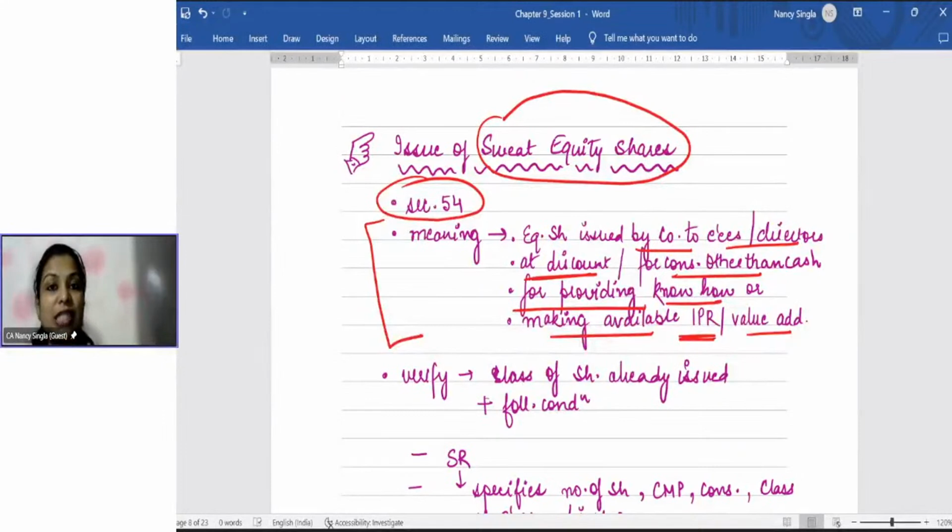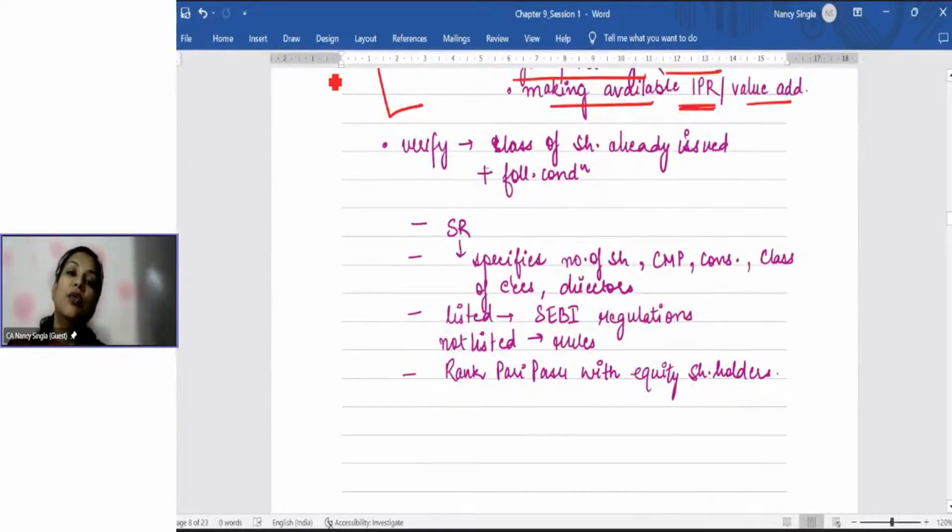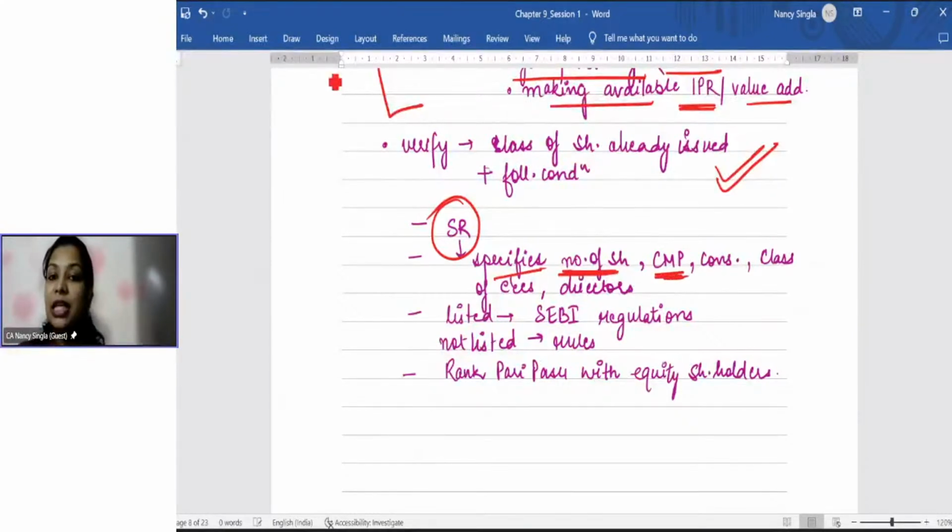There are various conditions, and only if such conditions are fulfilled can the sweat equity shares be issued. And what are those conditions? First of all, the class of shares which are issued as sweat equity shares should be a class of shares which have already been issued. Okay. Further, a special resolution should be passed which should specify the number of shares to be issued, the current market price, the consideration for which it has been issued, and the class of employees and the directors to whom such shares have been issued. Clear?